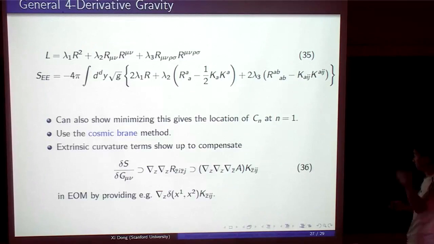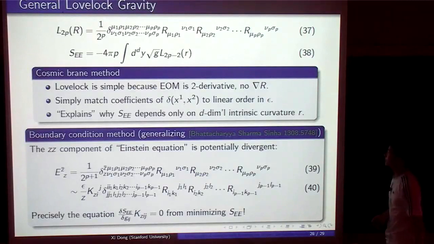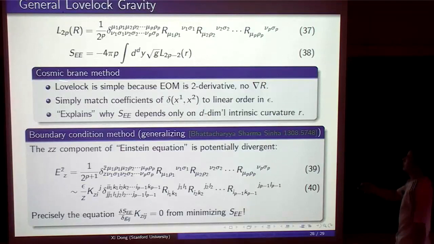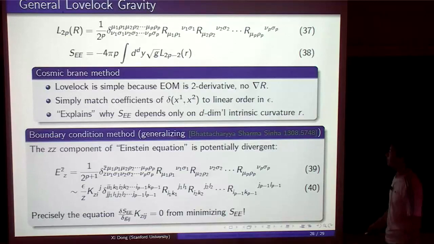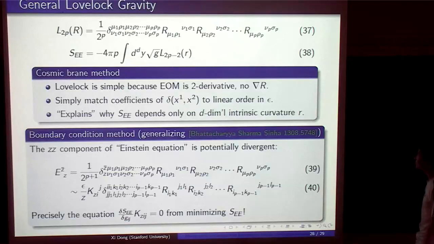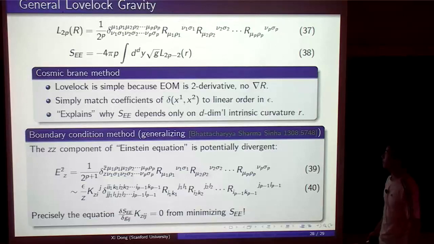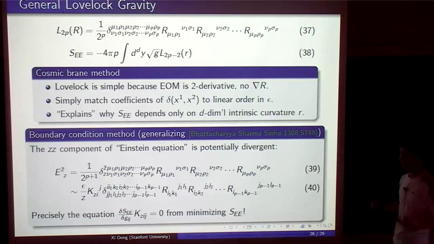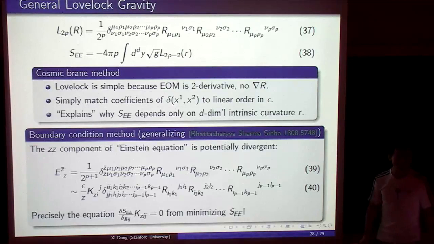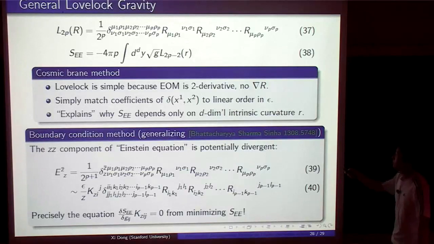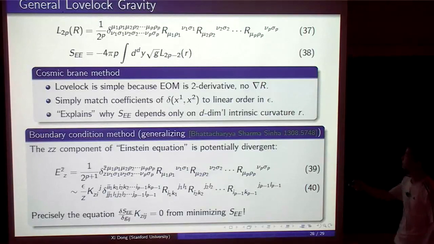In log gravity, it is actually quite simple now, because the equation of motion is second derivative. We can actually use both methods. The cosmic brane method is much simpler, because there is no derivative acting on delta functions anymore. One can just simply check coefficients of the delta function without worrying about its derivatives, and this actually explains why the Jacobson-Myers entropy does not depend on the extrinsic data. It only depends on the intrinsic Riemann tensor. This is because if it had depended on something extrinsic, it would necessarily produce a derivative acting on the delta function, which cannot possibly be matched by the equation of motion in the original theory. So it sort of explains why this has to be the case.